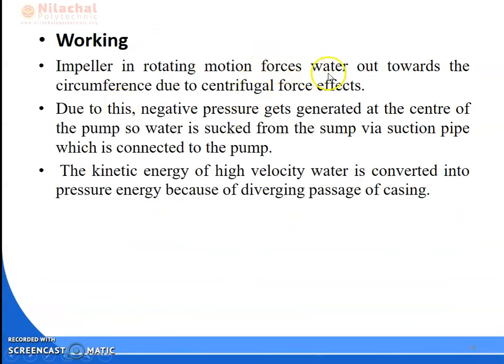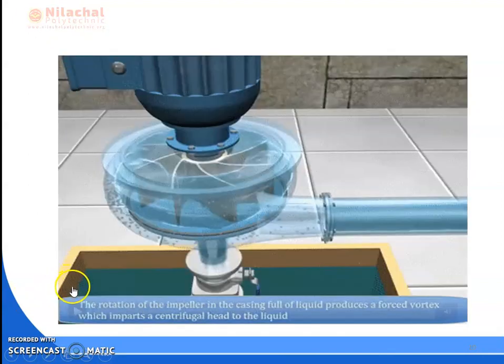The impeller is in rotating motion, and the water is forced towards the circumference by the centrifugal force effect. Due to this, negative pressure is generated at the center of the pump, so that water is sucked from the sump via the suction pipe connected to the sump. The kinetic energy of the high velocity water is converted to pressure energy because of the diverging passage of the casing.